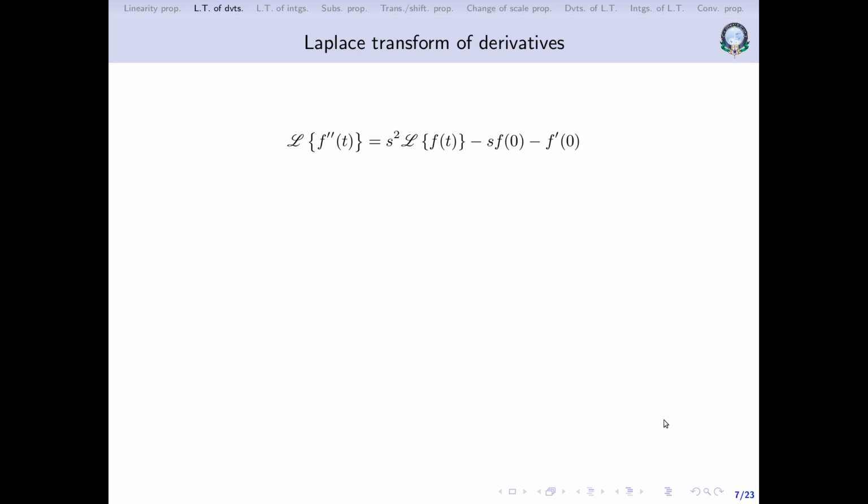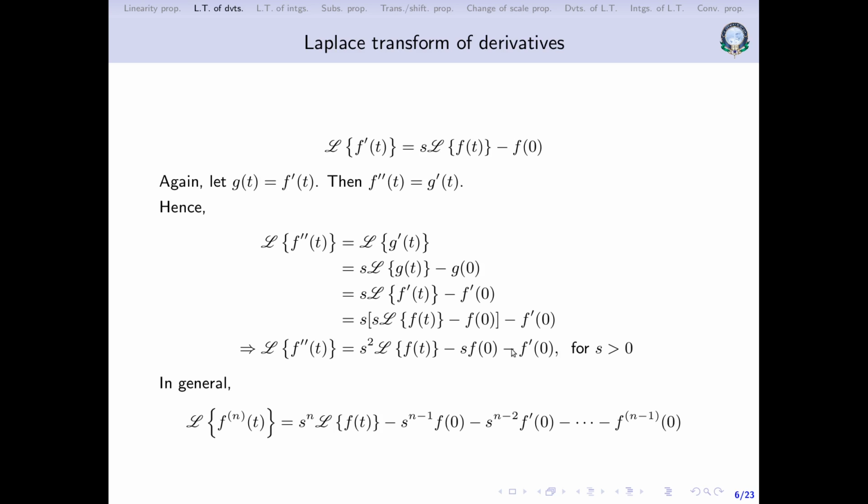Okay, so this is what we have here. This expression is basically a special case of this. You put n equal to 2 here, so this becomes f double prime. This will give us s square L of f of t minus, you put a 2 here, 2 minus 1 is s, f of 0 minus, we put a 2 here, 2 minus 2 is s to the power 0, which is 1, f prime of 0. So the last term is n minus 1, that is 2 minus 1.